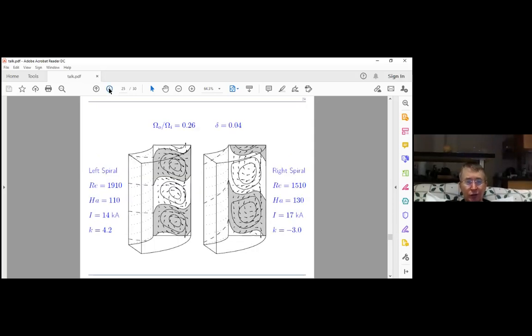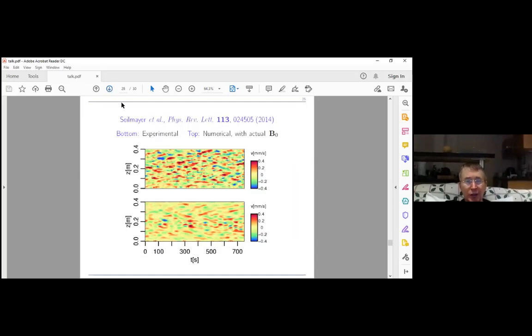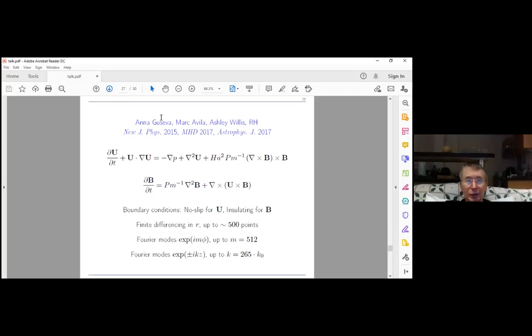So this is what the modes actually look like, the left and the right spiraling modes. But again, since I'm running short on time, let me skip the details there. We also did some experiments with that, but let me again skip that. So we are coming to my last few slides here.